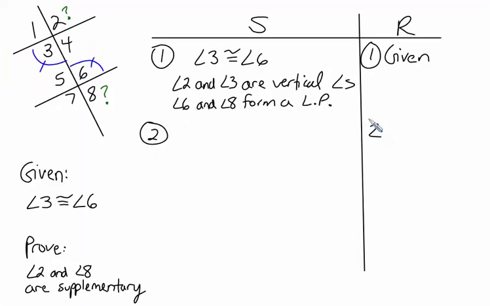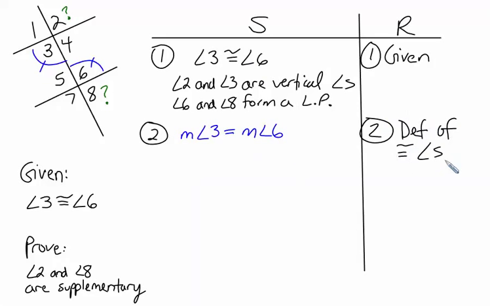If you're very careful and methodical at setting that up, the rest of the proof really should be a bit of a breeze. So we knew that angles 3 and 6 were congruent. In step 2, I'm going to change that to say that their measures are equal. And how do we know that if the angles are congruent, their measures are equal? Well, that was just the definition of congruent angles.